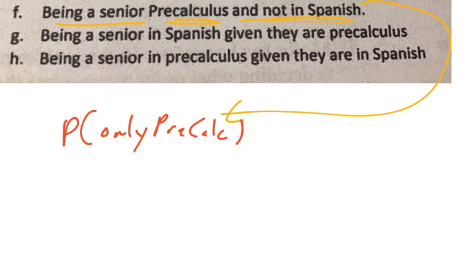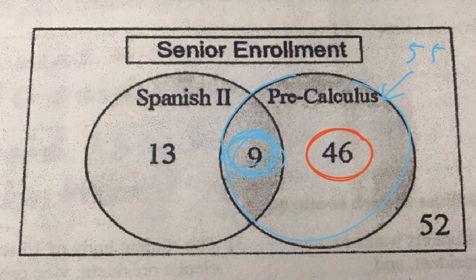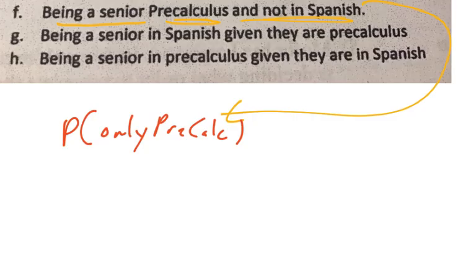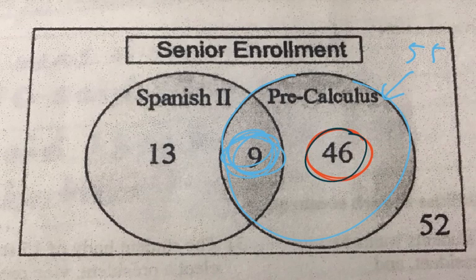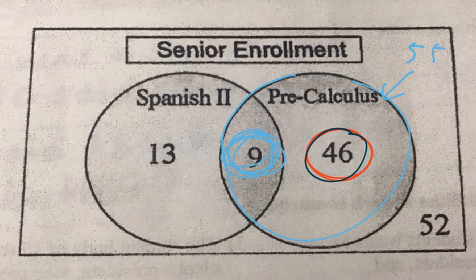So, when we look at our Venn diagram, we're going to look at 46. Notice that there are actually 55 again that are in pre-calculus. 9 of them, though, these 9 right here, are doing Spanish. We can't include those. So, the probability of only pre-calculus would be the 46 out of, I forgot the total. Let's do the total real quick. 13, 9. Remember, you always got to get that total, guys.